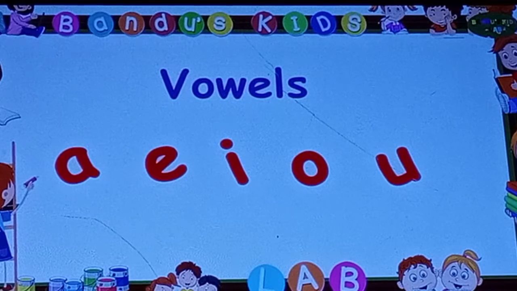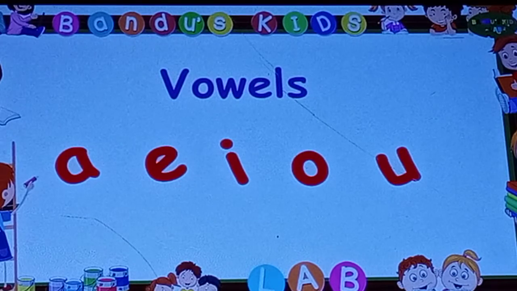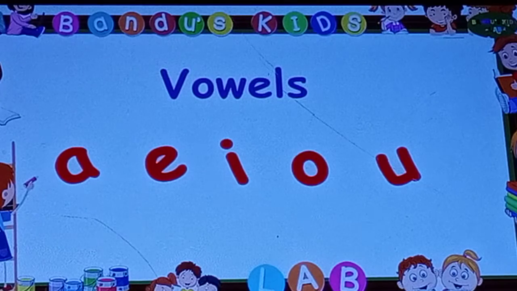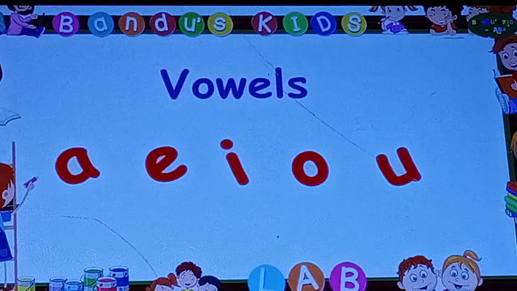Children, except these vowels, the others are consonants. There are 21 consonant letters. Now let's read the consonant letters.